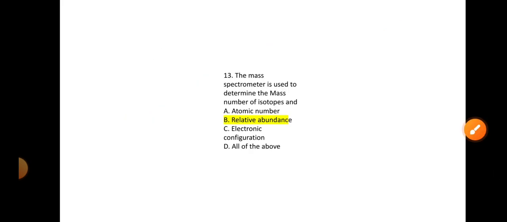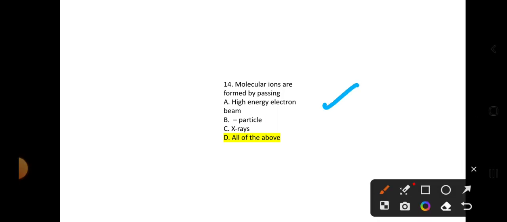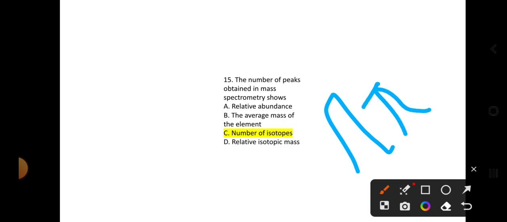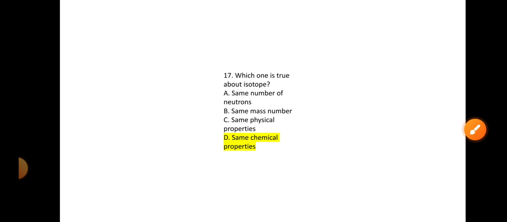The mass spec is used to determine the mass number of isotopes and their relative abundance, how many of them are present. Molecular ions are formed by passing high energy electron beam or X-ray particles. Number of peaks obtained in mass spectrometry shows number of isotopes. How many isotopes did we have? The empirical formula of chloroform is CHCl3. Which one is true about isotope? Isotopes have same chemical properties.